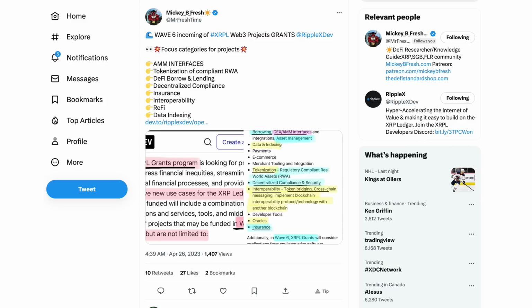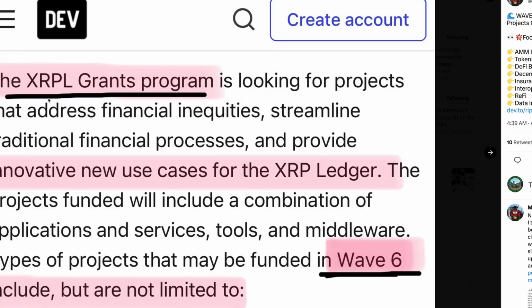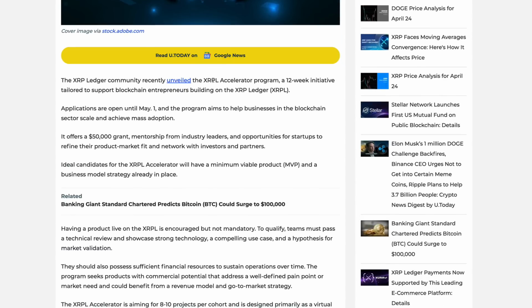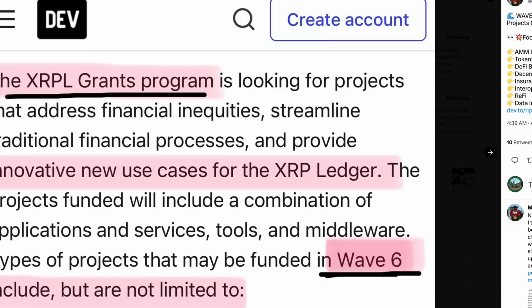Wave 6 incoming of XRPL Web3 project grants. So focusing on specific categories here. I don't know if this is even the same. I think this is a different grant program, if I'm not mistaken. I don't know. This is a 12-week initiative program, the one that I was just talking about, and this is the XRPL grants program.